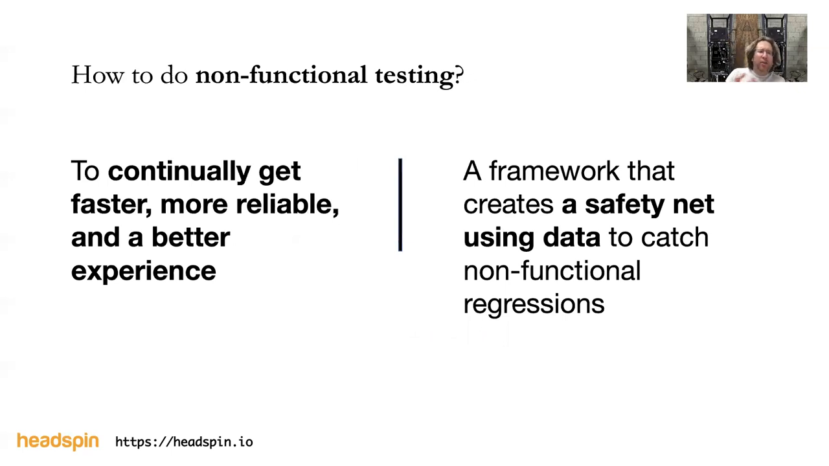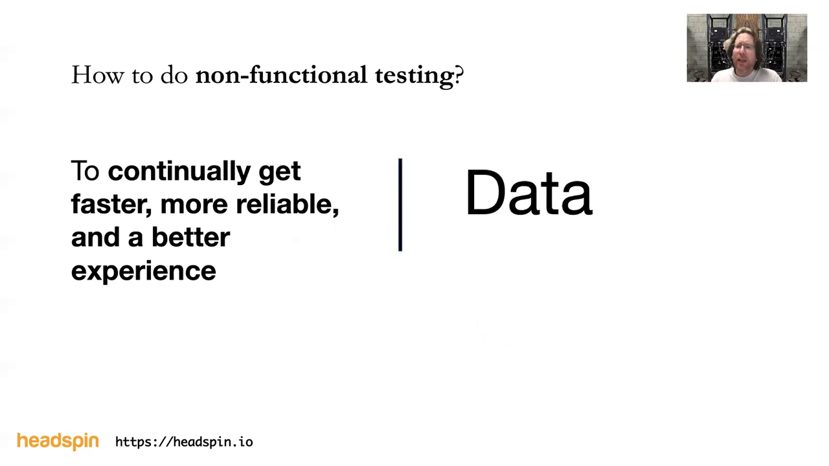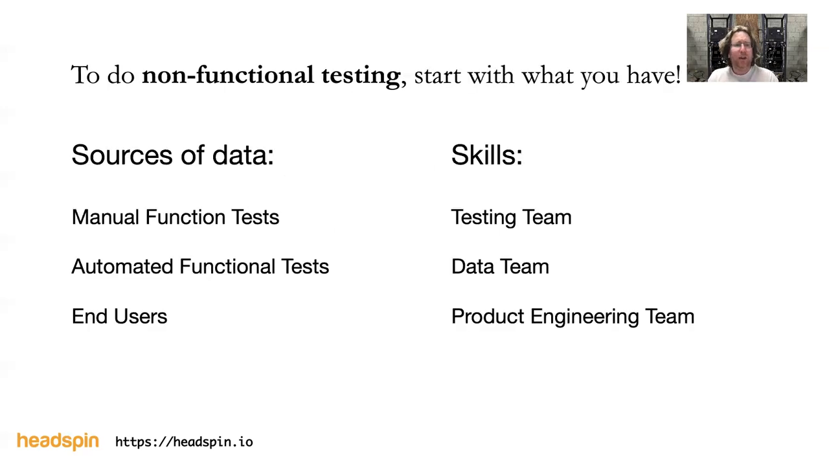So how do you get there? How do you continually get faster, more reliable, and a better experience with your app? The key is to build out a framework within your development process that creates a safety net using data to catch non-functional regressions. And the real key to implementing non-functional testing is data. So getting the data that you need to make these non-functional regression decisions.